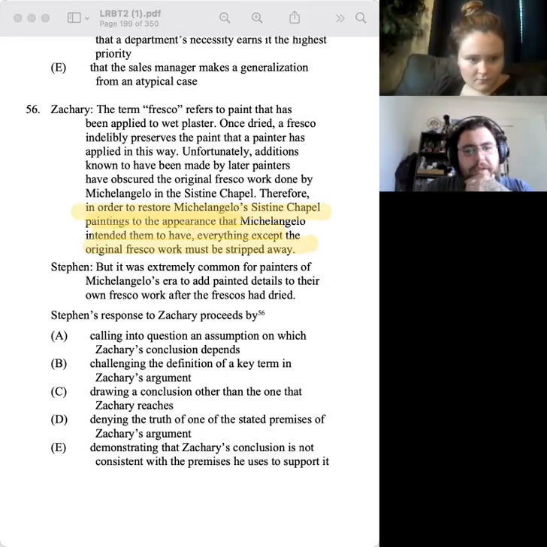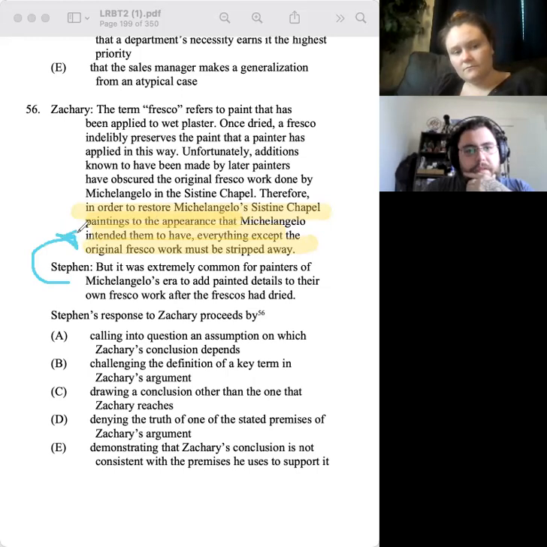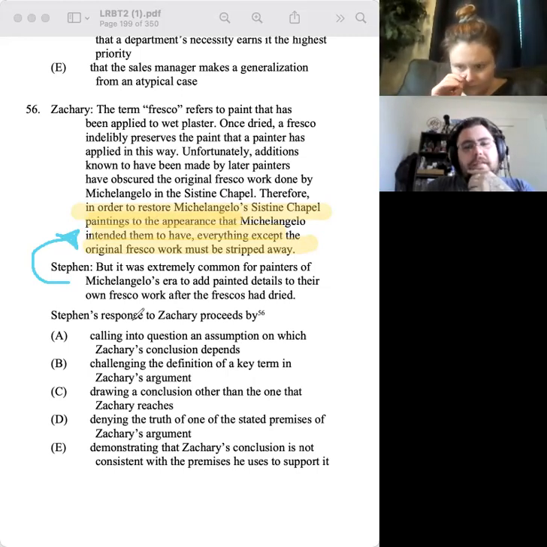Stephen says that it was extremely common for painters of Michelangelo's era to add painted details to their own fresco work after the frescoes had dried. So what is Stephen doing here to Zachary's argument? I don't think he's disagreeing with the statement that additions have been made by later painters obscuring the original fresco work, but rather stating that it's possible that Michelangelo did it himself.